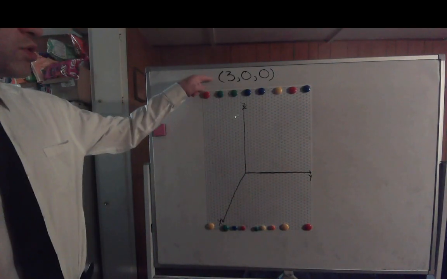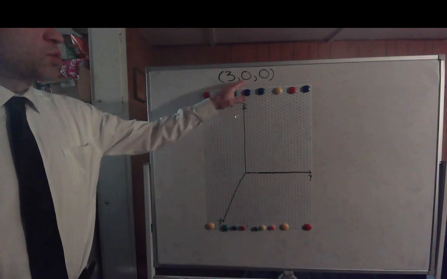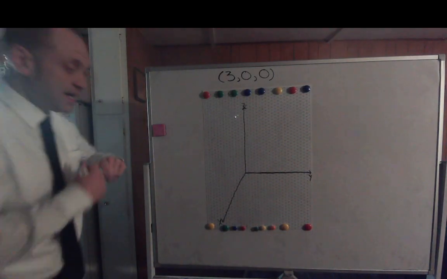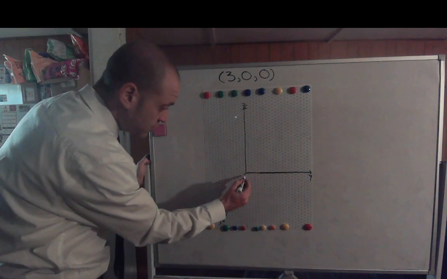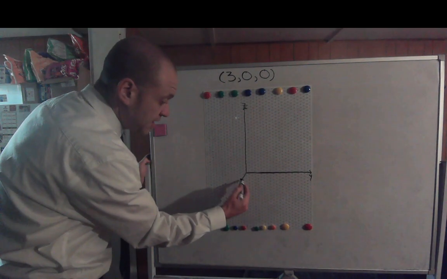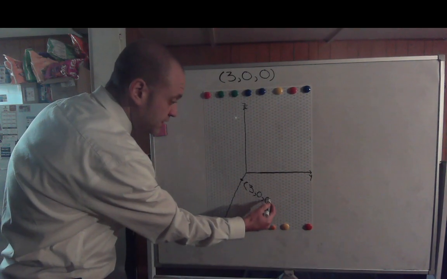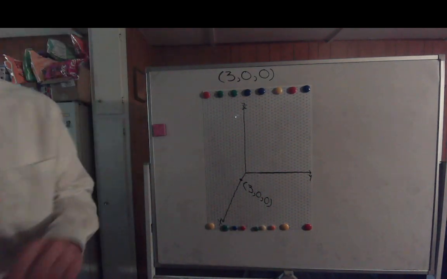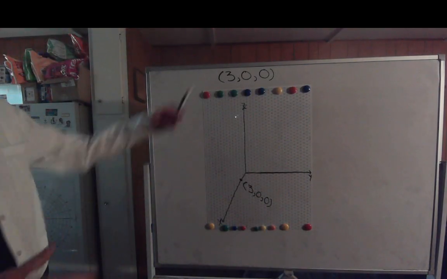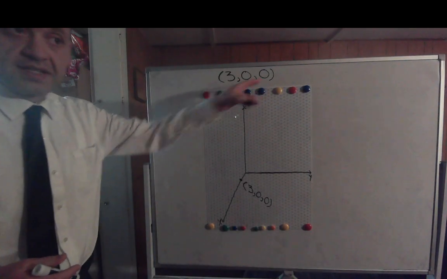Well, your x-coordinate comes first. So you notice your y and z coordinates are 0, so you're going to be on the x-axis. So we start at 0, here's 1, 2, 3. So right about there would be your ordered triple 3, 0, 0. Again, it's just a matter of understanding your coordinates. X first, y second, and then z is last.